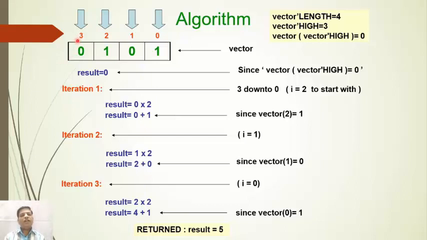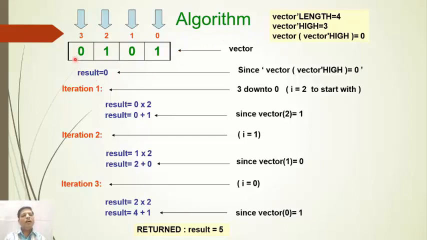Here vector'high is equal to 3, but its value should be equal to 0, so vector of vector'high is equal to 0. Initially we have calculated the vector value from least significant bit to the most significant bit, that is from 0, 1, 2, 3. So vector'high is equal to 3.